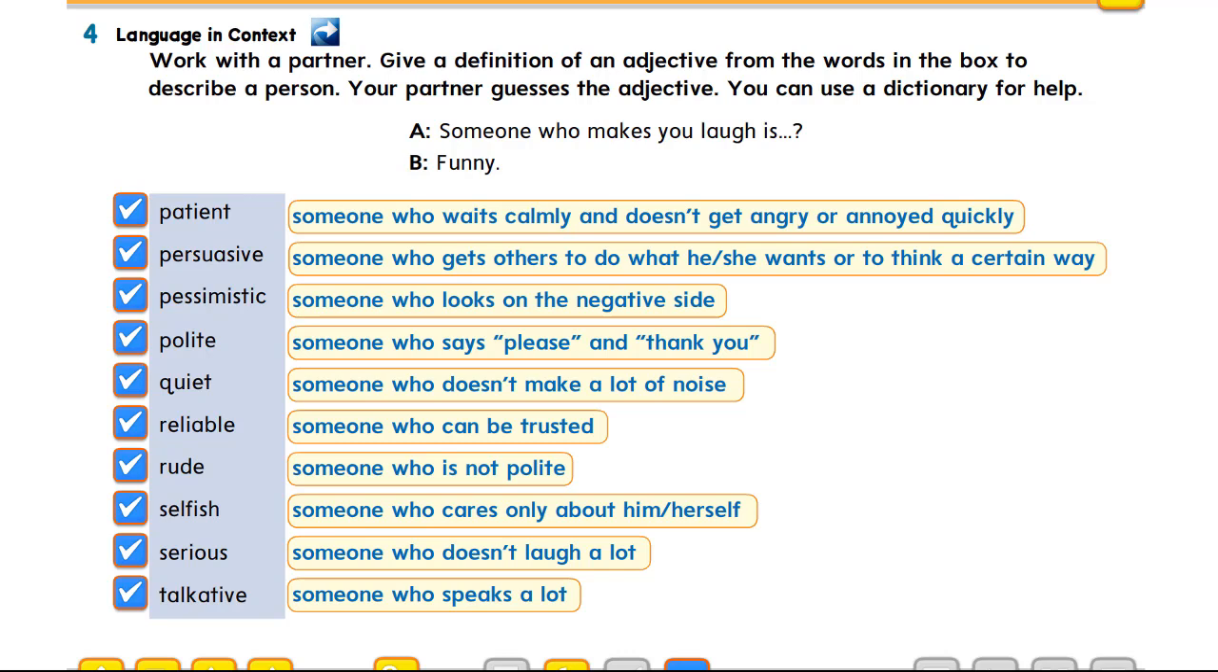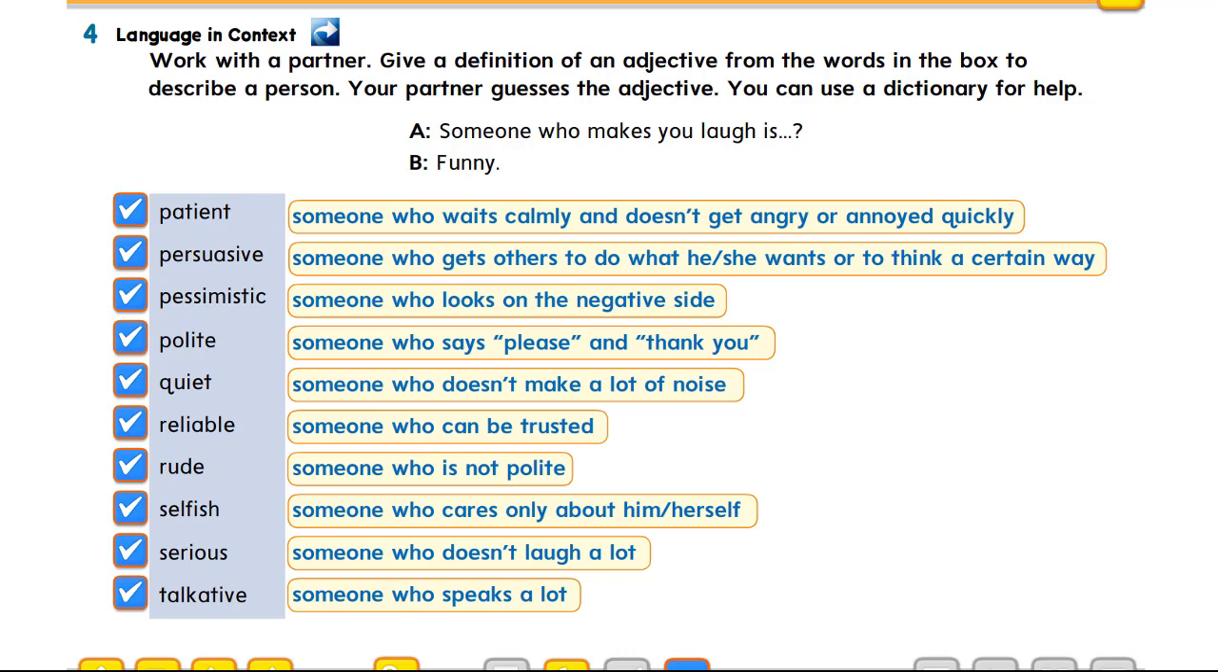Persuasive، ملح. Someone who gets others to do what he or she wants or to think a certain way. Pessimistic. Someone who looks on the negative side. غير متفائل. متشائم. Polite. Someone مهذب who says please and thank you. Quiet، هادئ. Someone who doesn't make a lot of noise، لا يصنع ضجيجا. Reliable، يعتمد عليه. Someone who can be trusted.